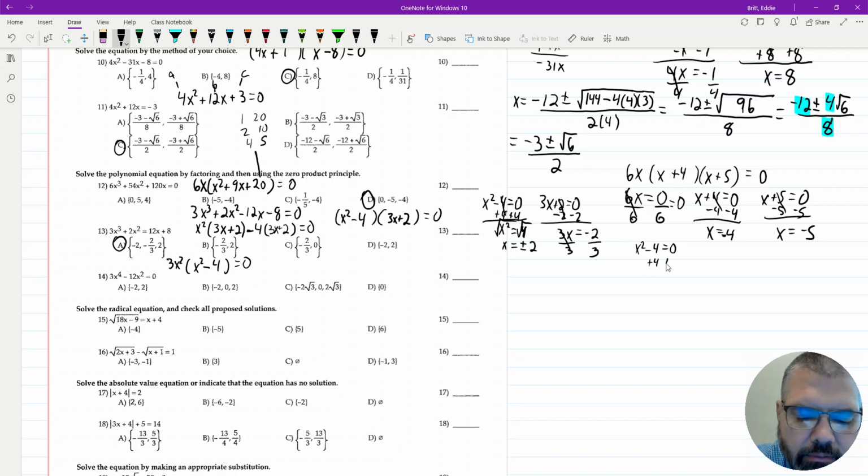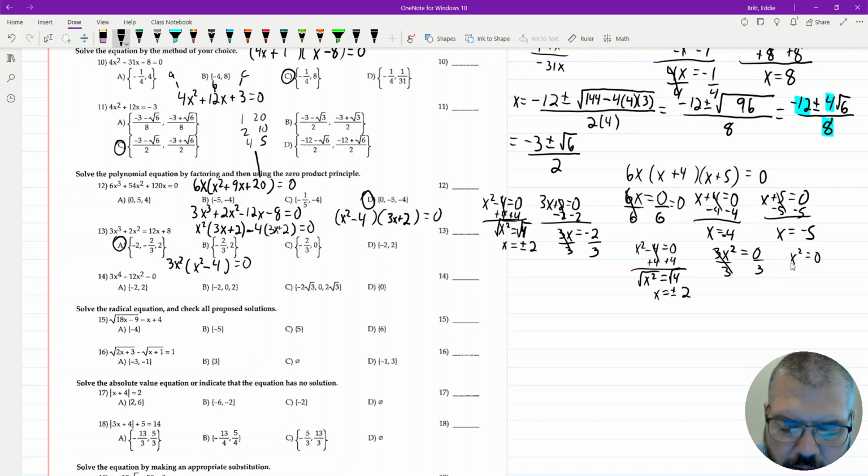We've already solved that one. We know what that equals. We get plus or minus 2. And then don't forget to set your 3x squared equal to 0. Divide by 3, divide by 3. So that's going to be x squared equals 0. Square root of both sides. Now, we don't have a plus or minus 0. We just get x equals 0. But that is the answer 0 twice.